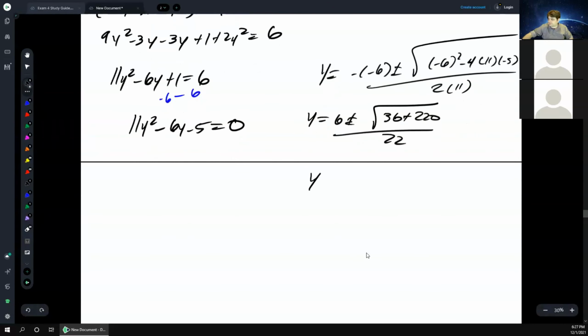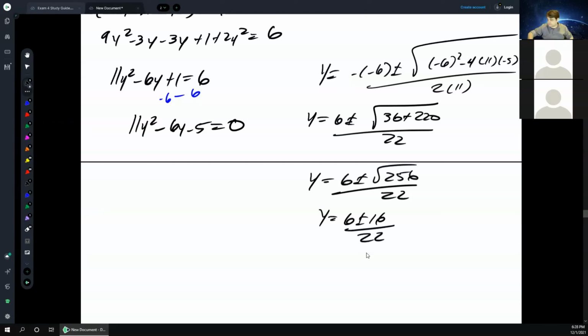And taking that square root, we have 6 plus or minus 16 all over 22. And once again, anytime this square root is a nice even whole number, like what we got right here, technically it means you could have factored this if you wanted to. I'm just doing both examples so we can practice with everything.